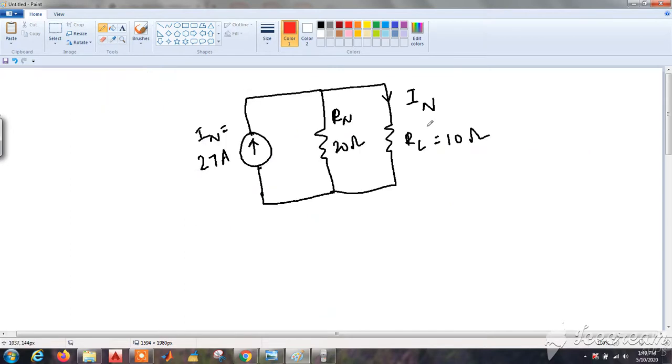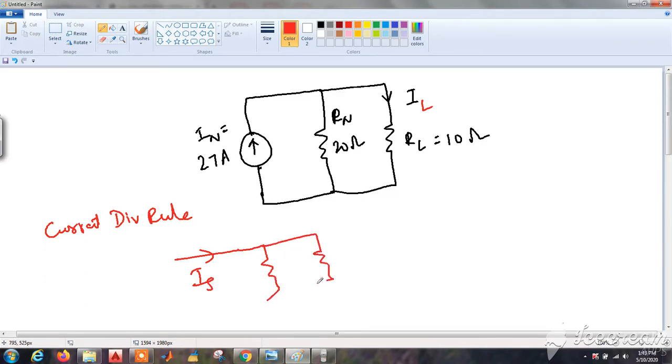Now let us solve for the current IL, that is our load current flowing through RL, which is 10 ohms, given in the question. Let us solve it by the current division rule. As per the current division rule, for example, a source current IS is divided between two resistances, R1 and R2. Let this be current I1 and let this be current I2. Now we have to find any one of the currents, for example I2.